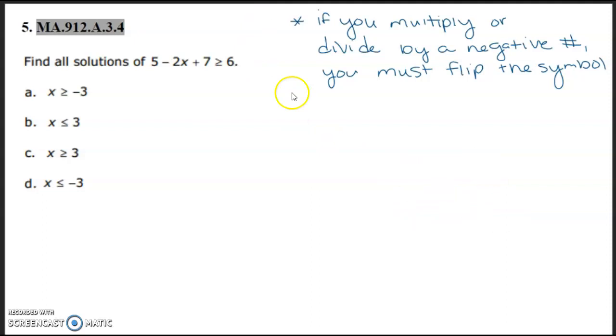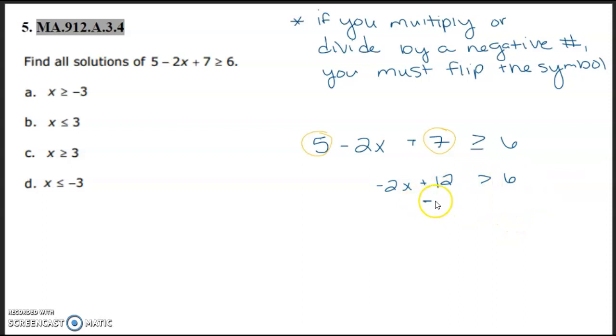All right, so let's go ahead and solve this. So we have 5 minus 2x plus 7 is greater than or equal to 6. All right, so we need x by itself. So first I'm going to simplify my like terms, which are 5 and 7. So we have 5 plus 7, which is 12, minus 2x. All I did was simplify my like terms. So now I'm going to subtract 12. So we have negative 2x is greater than or equal to 6 minus 12, which is negative 6.